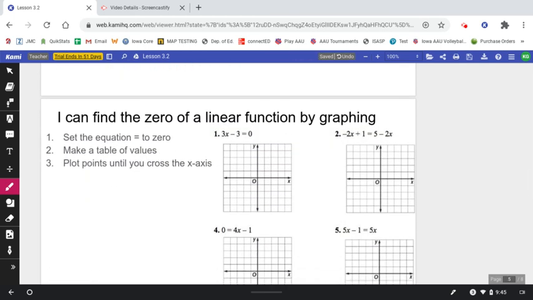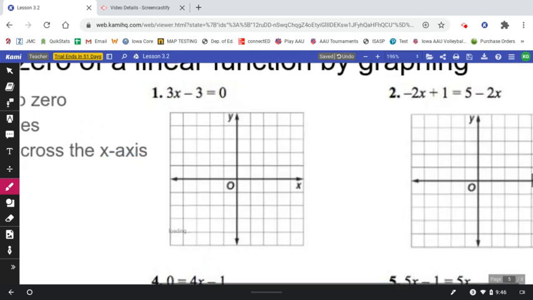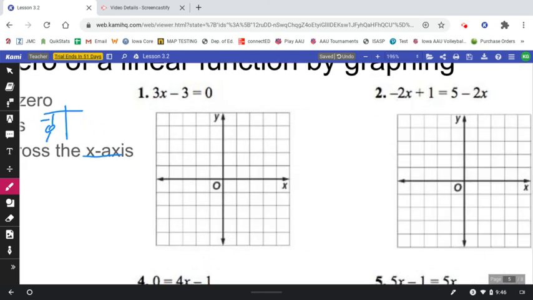So first, if we want to do it graphically, we're going to have to set our equation equal to 0, or the same thing as letting y equal 0, because that's how we find an intercept based on our last lesson. Then we're going to make a table of values, most of the time using -1, 0, and 1. Then we're going to continue to plot points until we cross the x-axis. So for example, number 1 here, it's already set equal to 0, so that's done.